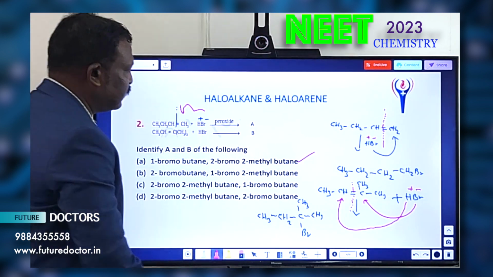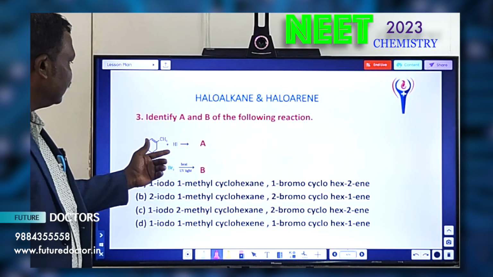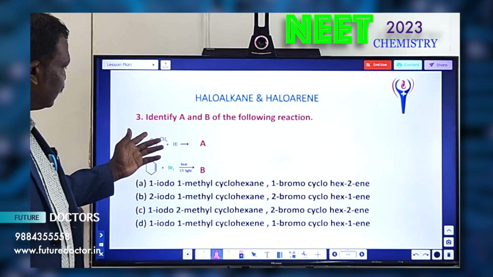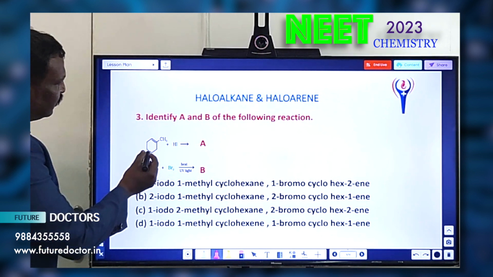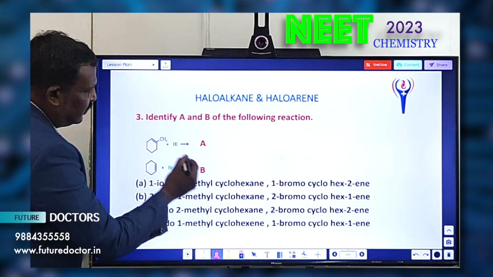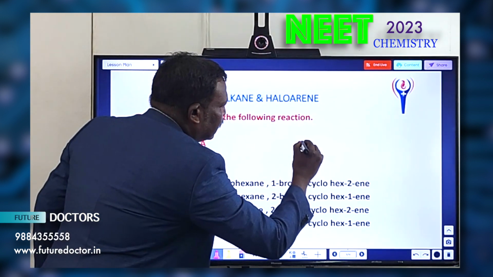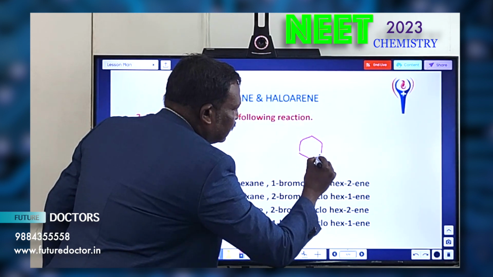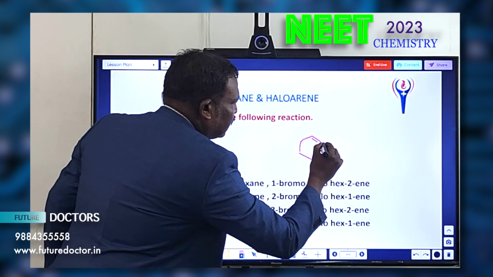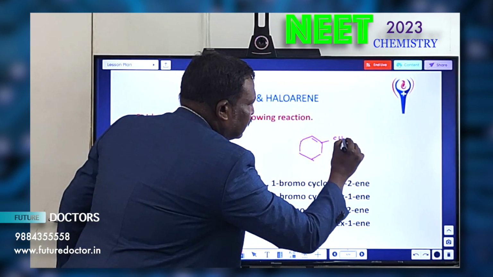Are you following? Next one. Identify A and B of the following. See A, it's also the same thing. That alkene is there, HA is there. Try to understand. Here I split only one common. Here double bond is present. Here CH3. As usual.